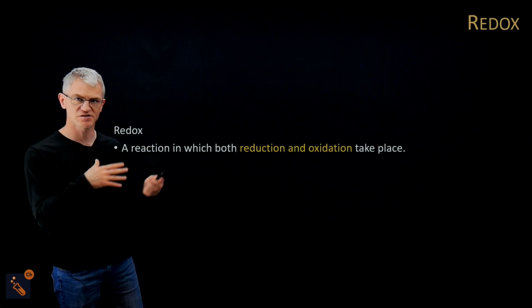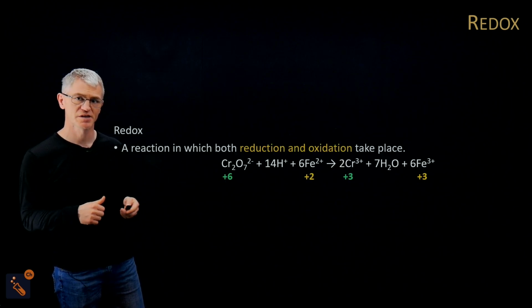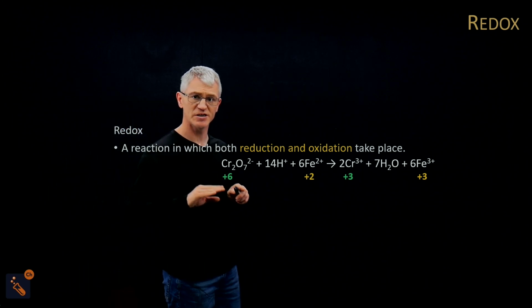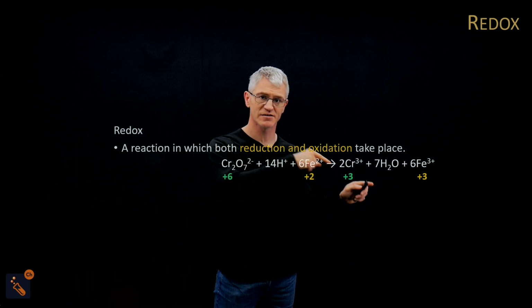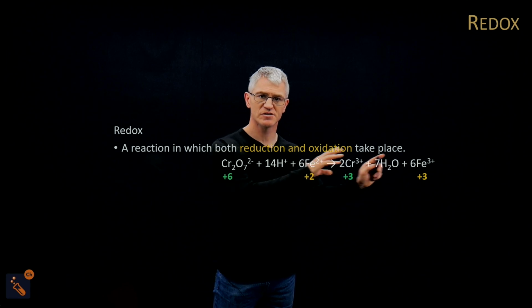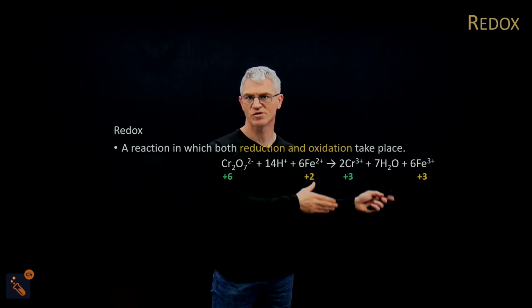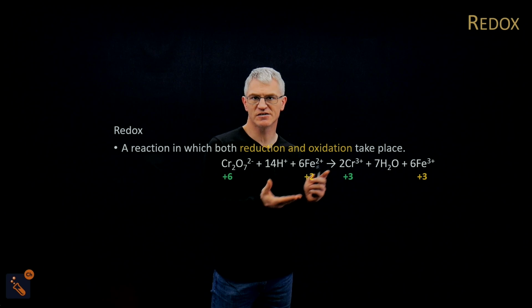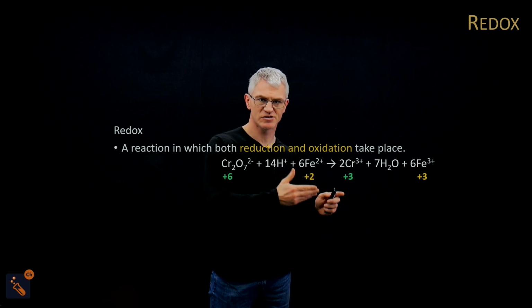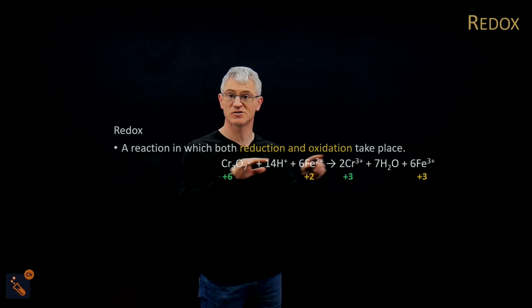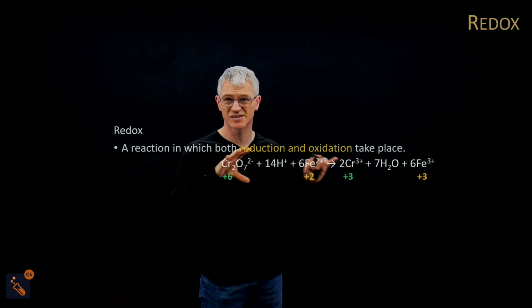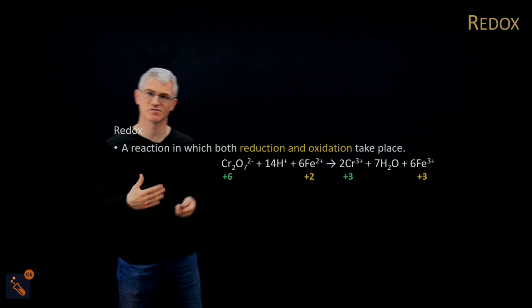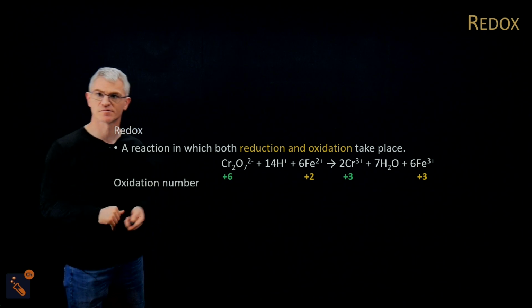what's going on. So redox is just basically we get reduction and oxidation, and you will get, for example here, +6 goes to +3, it's gaining 3 electrons. +2 is going to +3, it's losing 1 electron. So basically the iron is losing 1, the chromium is gaining 3. And what we've done is just balance the equation to make sure the electrons are the same. But basically something is being reduced, something is being oxidized, so that's redox.